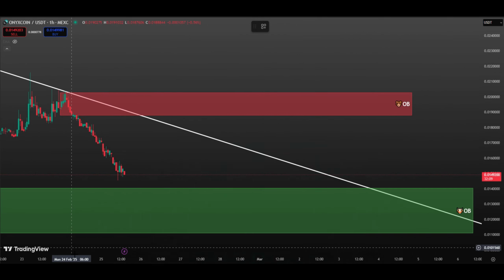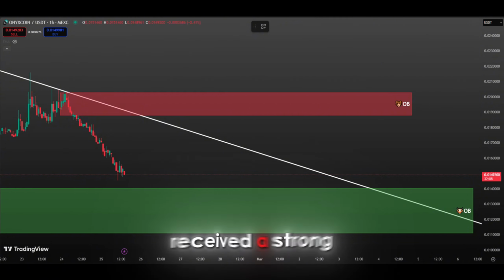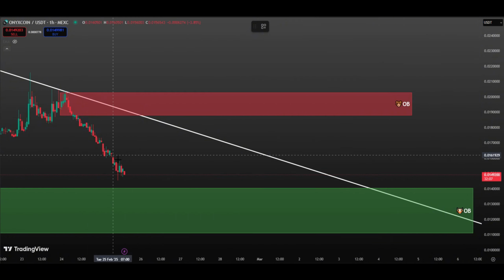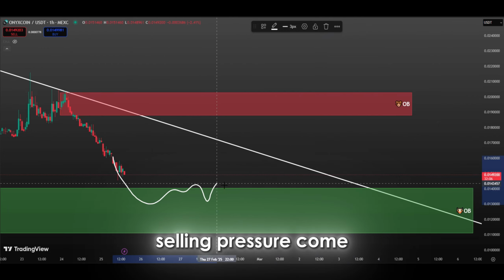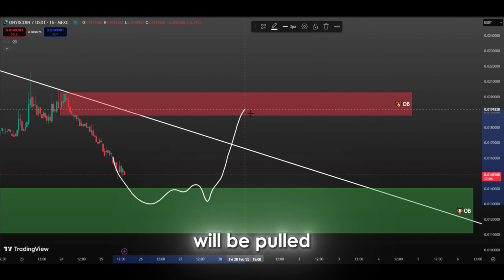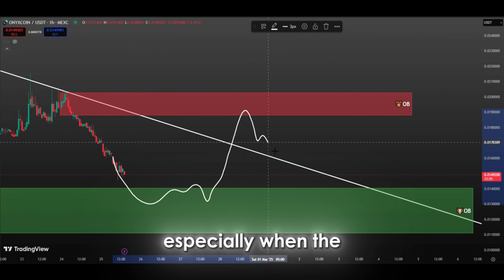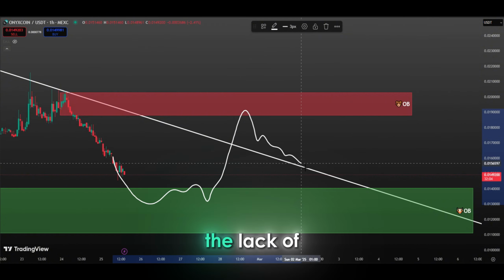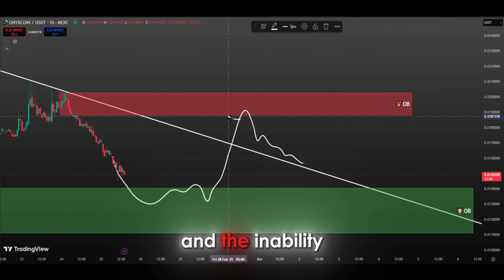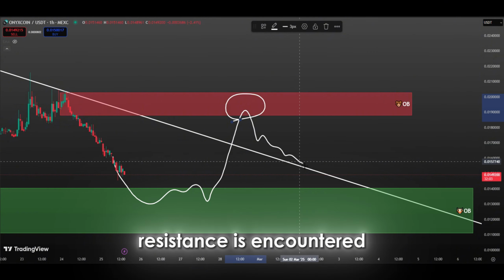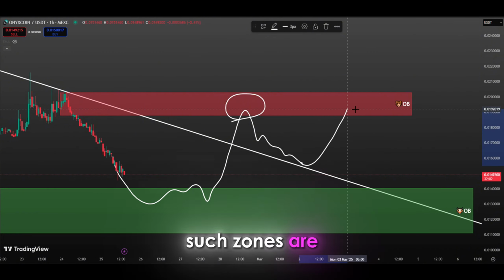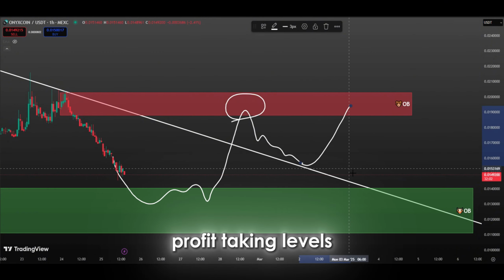Since the bearish order block is an area where the price has previously received a strong downside reaction, it is likely that a bullish move towards this area will again see selling pressure come into play and the price will be pulled back down. Especially when the price hits this area, the lack of an increase in volume and the inability of the price to break out to the upside indicates that strong resistance is encountered. Such zones are often considered as profit-taking levels or entry points for short positions.